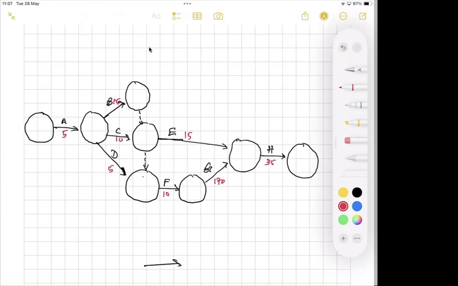Am I correct? These figures are correct? Right? Then you have to divide these events into 3 parts.